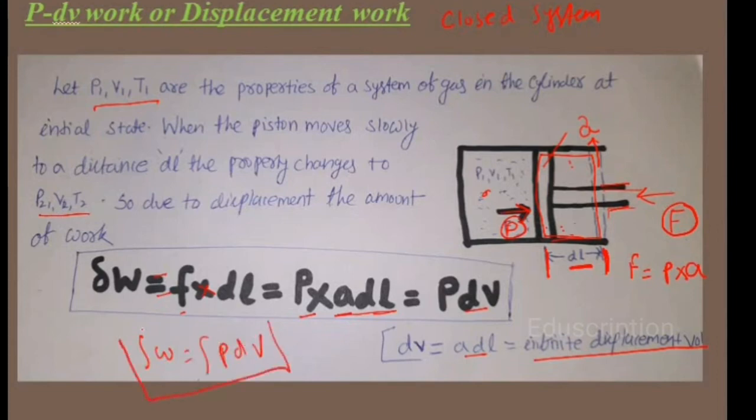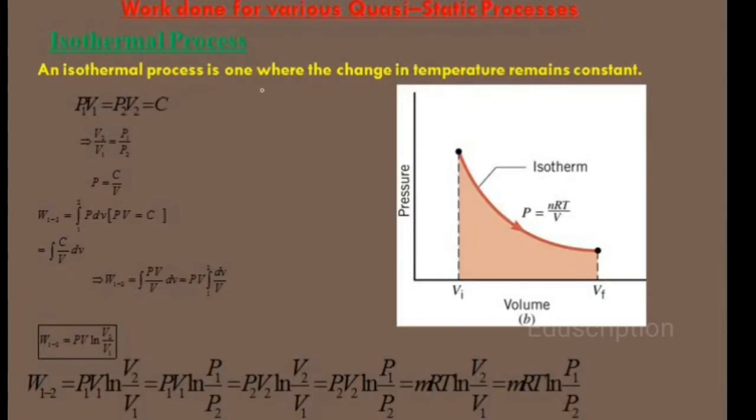Now we will find the work done formula for each process. The first one is work done for various processes in a quasi-static process. Generally, the problems we are going to do concern quasi-static processes, meaning reversible processes.